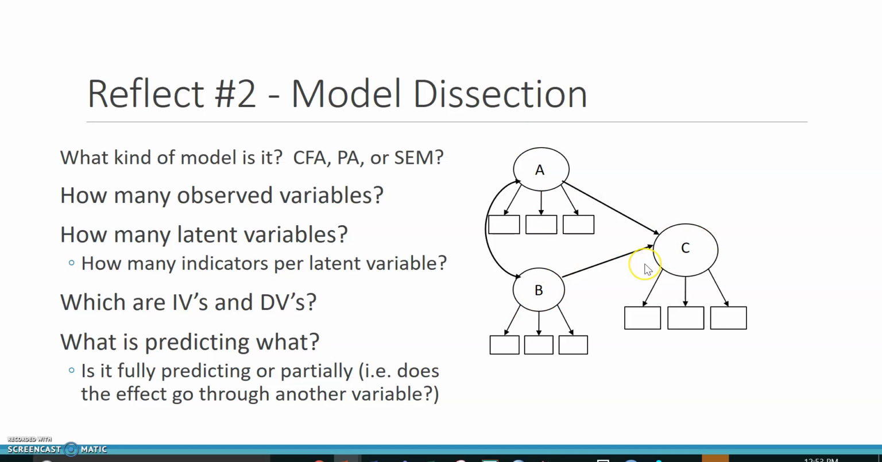We don't know what A, B, and C are, but we could fill in any kind of variable name and start talking about conceptually why it makes sense that A and B predict C, but we'll come back to that.